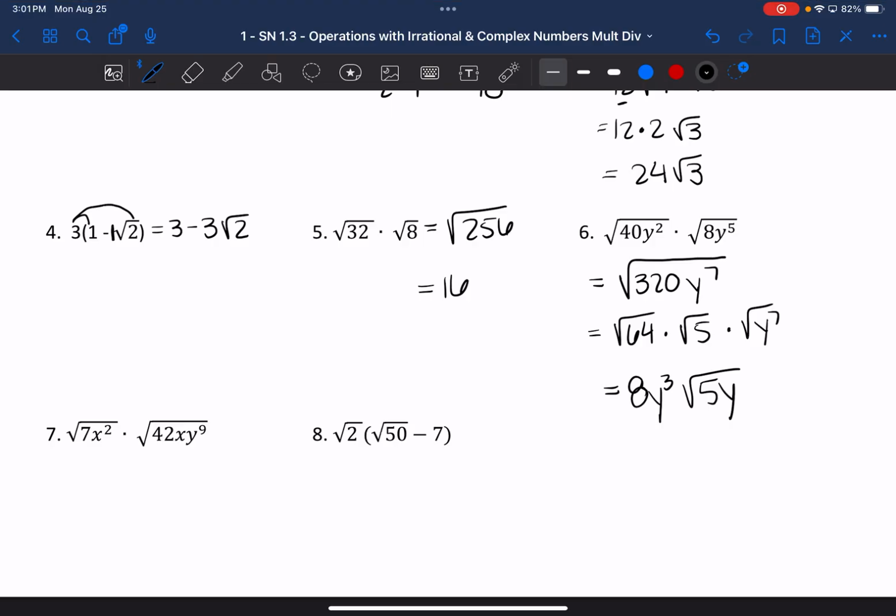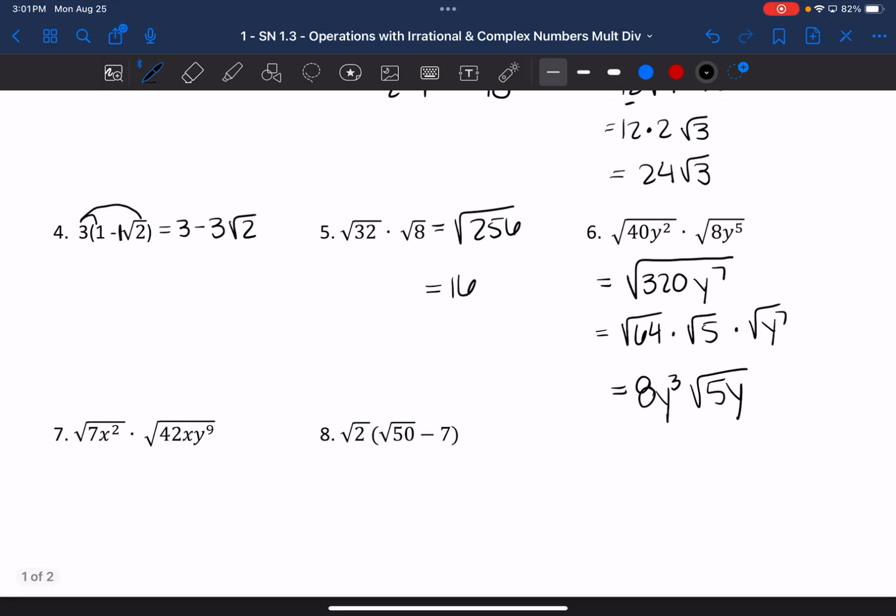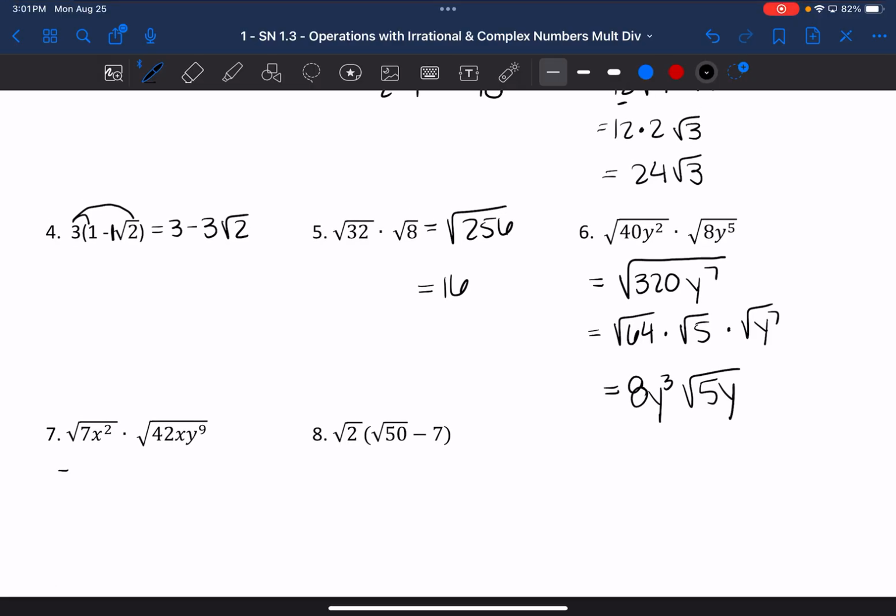All right, looks like most of you guys have that. So let's take a look at number 7. So on number 7, what did we get when we multiplied, first of all? 294. Okay. 294, x cubed, y to the power 9. Very good. Everybody good there?